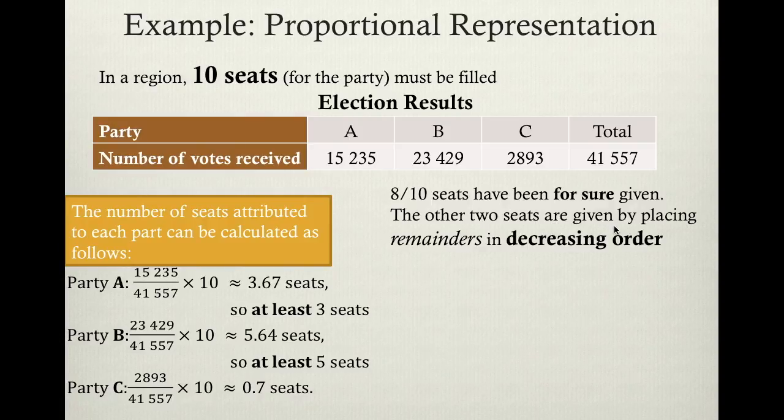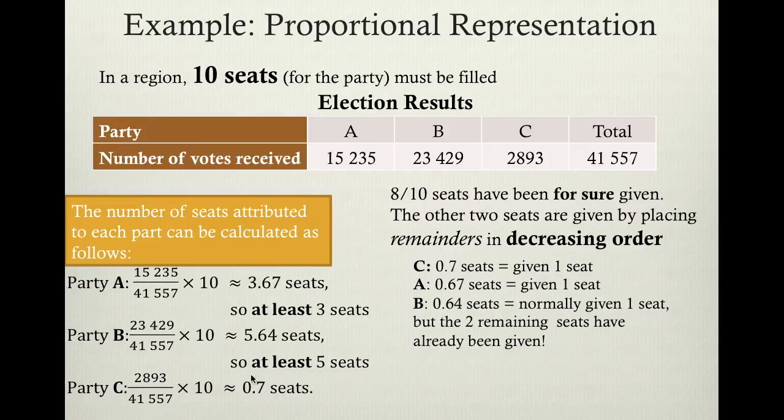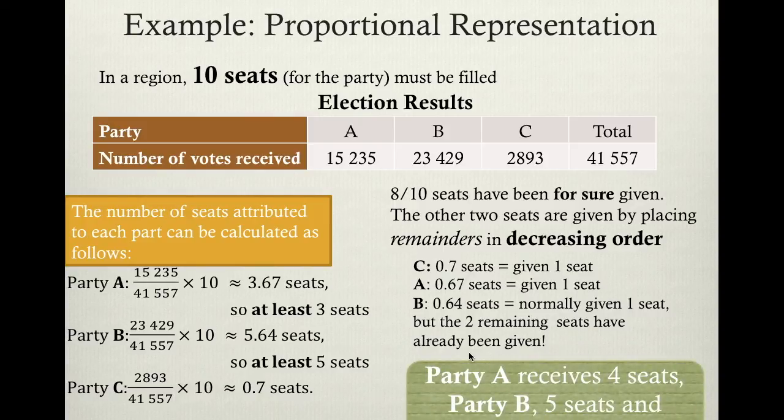Well, we give them by placing these remainders in decreasing order, so from big to small. So C has the biggest remainder, 0.7, so we give it 1 seat. A has the second biggest remainder with 0.67, so we give it 1 seat. B has 0.64. Now normally we would give it 1 seat, but we've already given these 2 remaining seats to C and A, so B only sticks with 5 seats. So in the end, Party A gets 4, so 3 plus its remainder. Party B gets just 5, and Party C gets 1 seat.